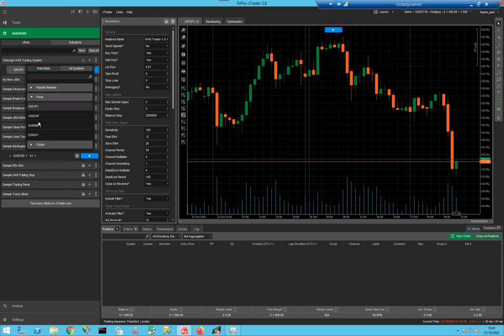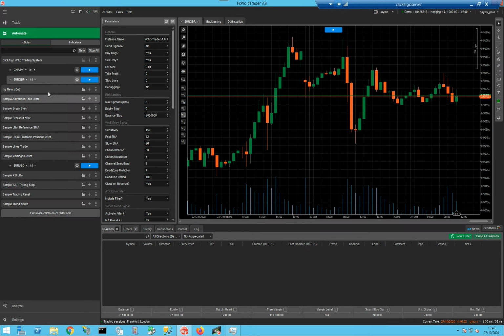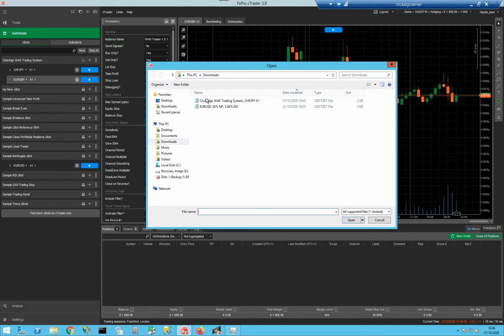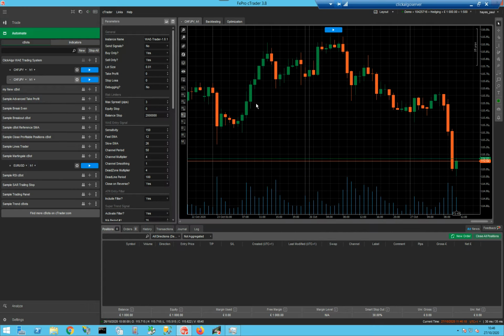So if I was to add another one there and I wanted to load that in, I just load it in. I can either right click on there and load and save, or I can load and save from up here, so I can open, and you load the parameters on there. That's just a quick example to show you how to do it.